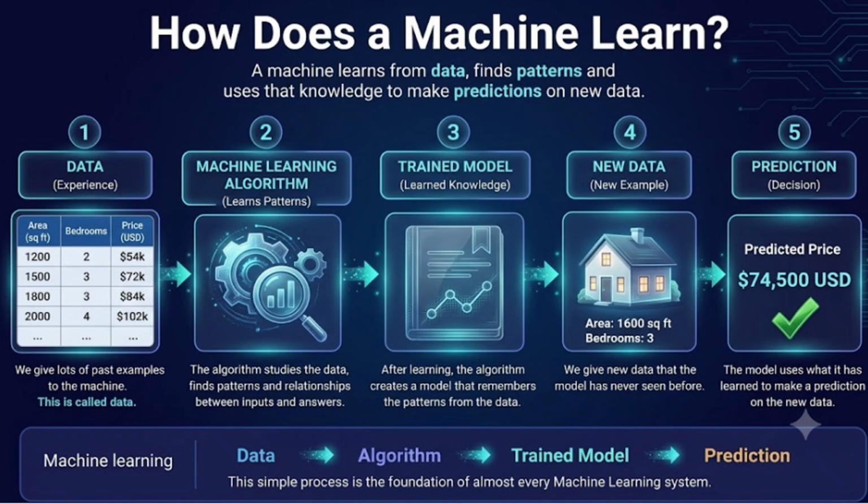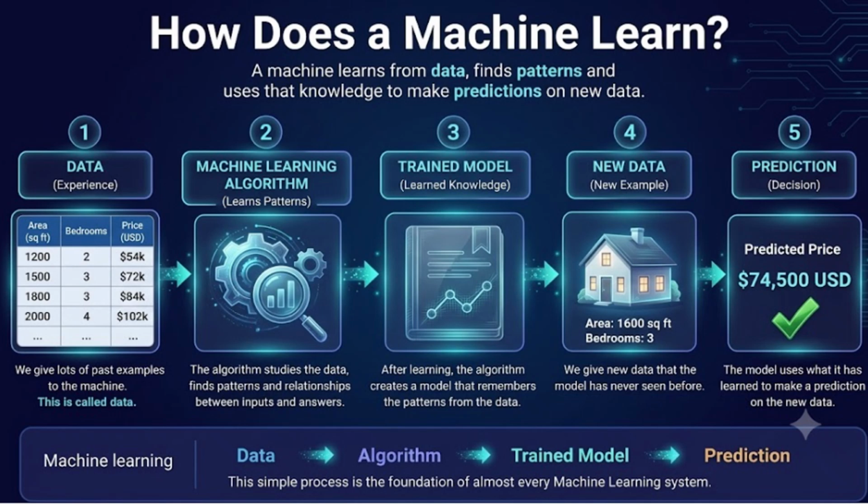Next, we choose a machine learning algorithm. The algorithm studies the data and tries to discover the relationship between the inputs and the correct answers. After learning from the data, it creates a trained model. Think of the trained model as the knowledge or mathematical rule that the machine has learned.